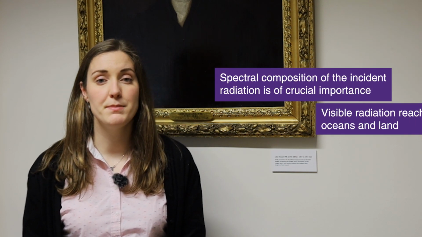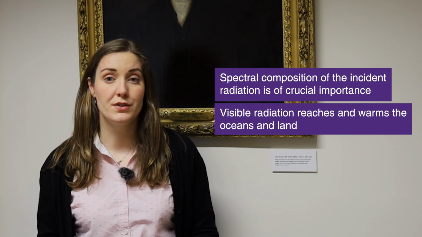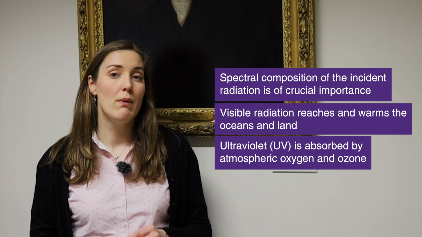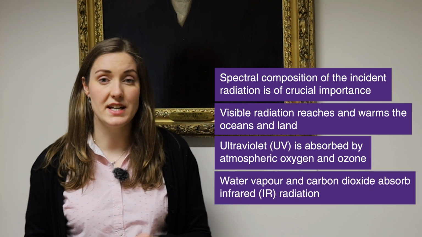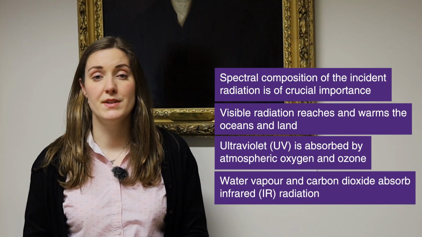For example, visible radiation reaches and warms the ocean and land surface. Ultraviolet radiation is absorbed by atmospheric oxygen and ozone, while water vapour and carbon dioxide absorb infrared radiation. The production and destruction of some gases, such as stratospheric ozone, also depend on solar ultraviolet radiation.